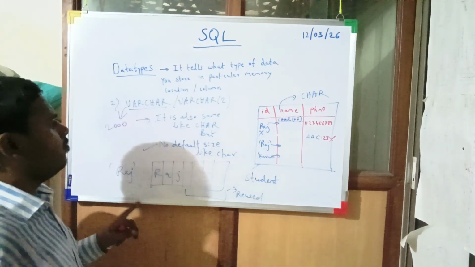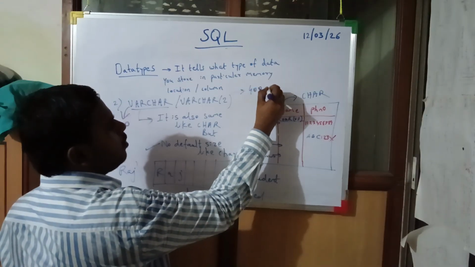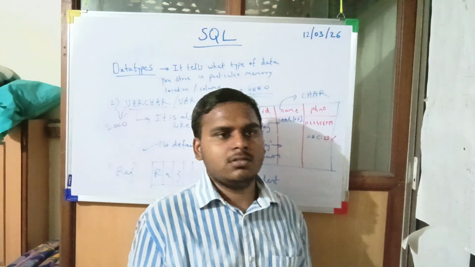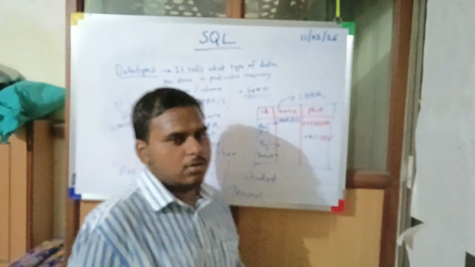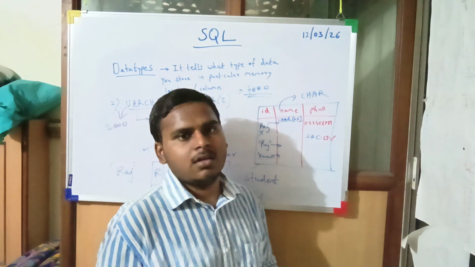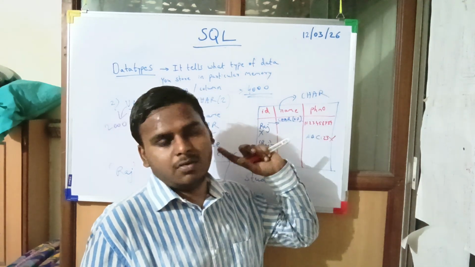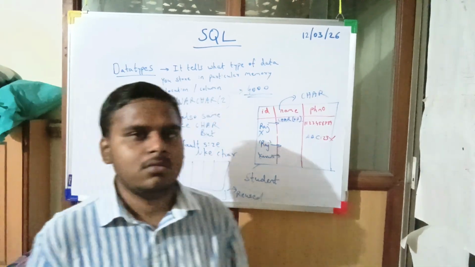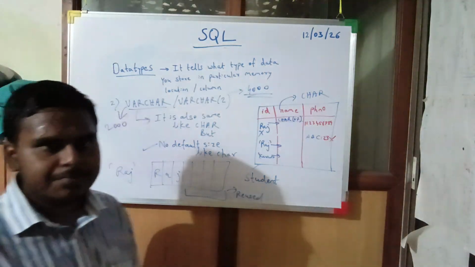Then what is VARCHAR2? VARCHAR2 is also the same as VARCHAR, but here the maximum size is 4000, not 2000. That's the only change. But in the compiler, what is happening in Oracle? When you mention the data type VARCHAR, the compiler will automatically update it into VARCHAR2. VARCHAR2 is the updated version of VARCHAR. So no need to worry. That's why I'm mentioning VARCHAR or VARCHAR2. That's all about VARCHAR.